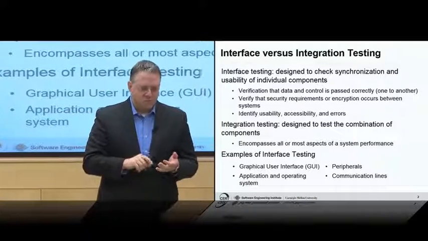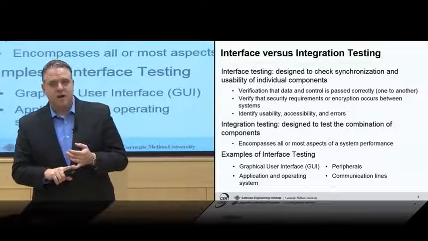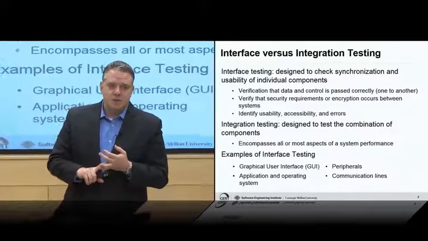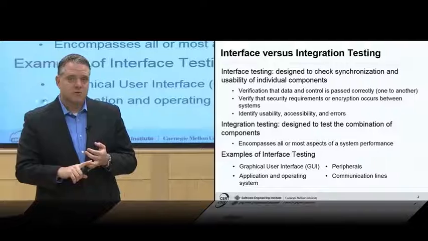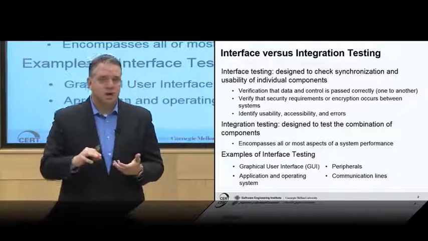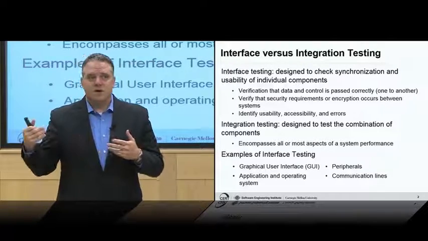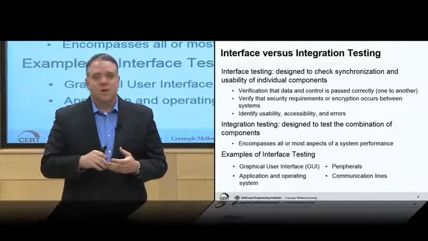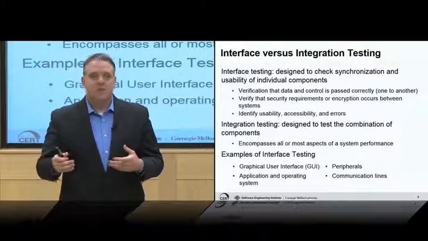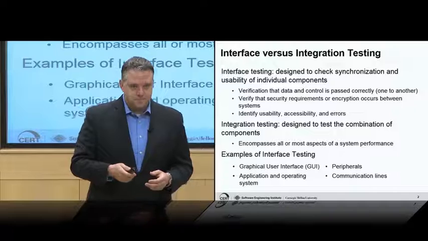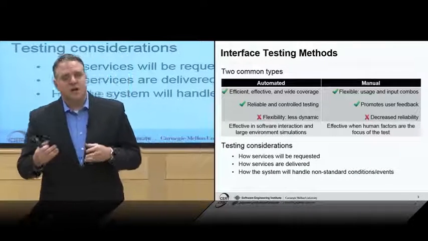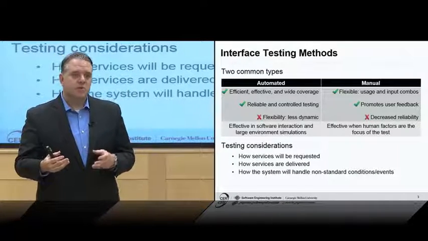Interface testing could include things like looking at the GUI, the graphical user interface, looking at the application itself, the underlying operating system, how the two communicate with each other, how you interface with peripherals, or how communication within the program actually works. There are different kinds of interface testing that you can do.